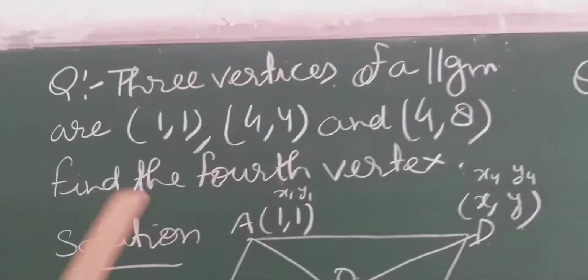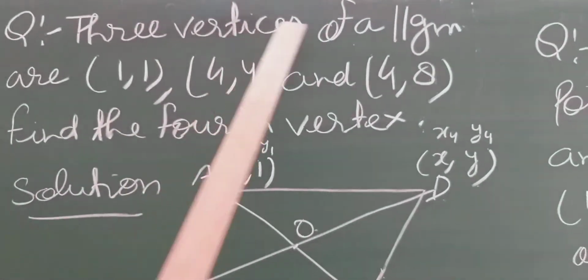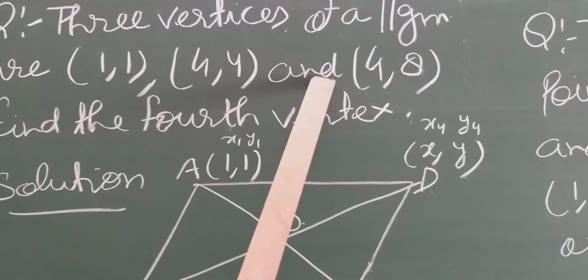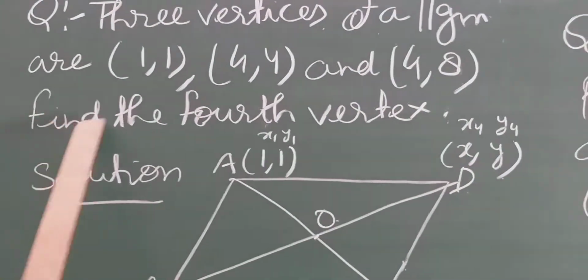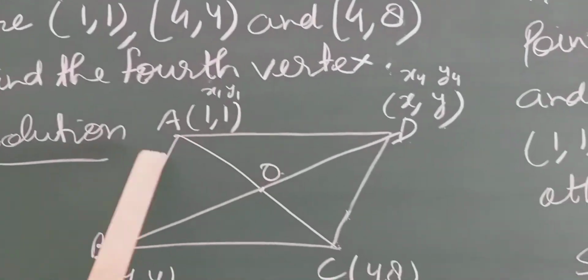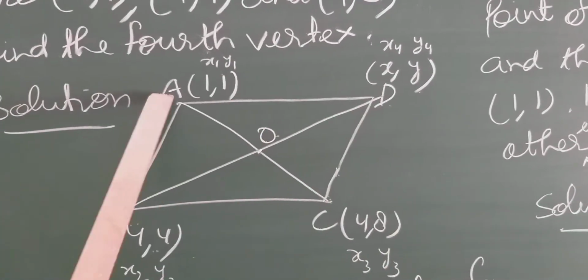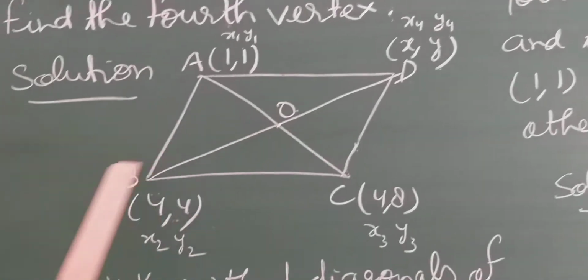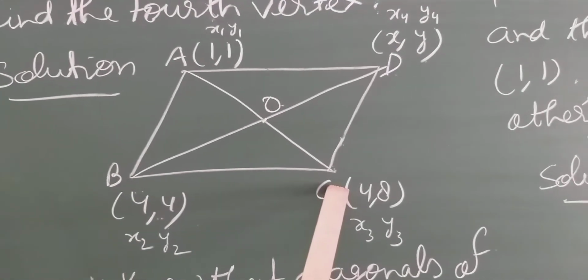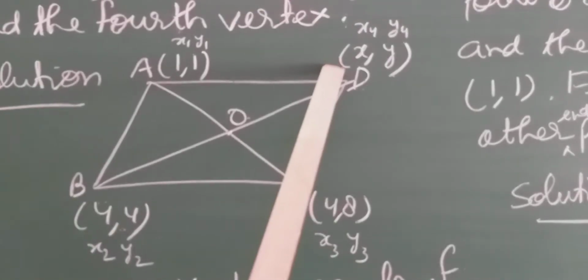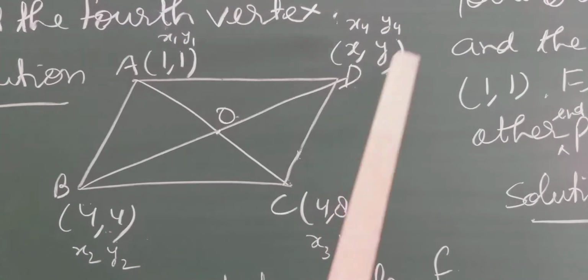Okay. Now let us solve one more question, student. 3 vertices of a parallelogram are (1, 1), (4, 4) and (4, 8). Find the fourth vertex. So this is the parallelogram, student. A, B, C, D. A is given (1, 1). B (4, 4). C (4, 8). We have to find out D. So we have supposed here D coordinates (x, y).